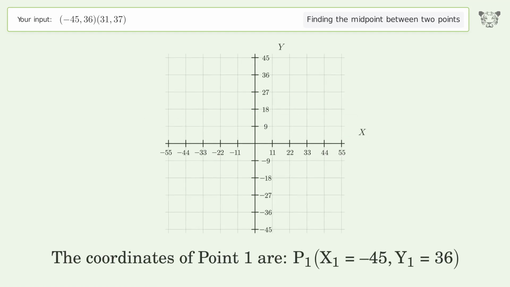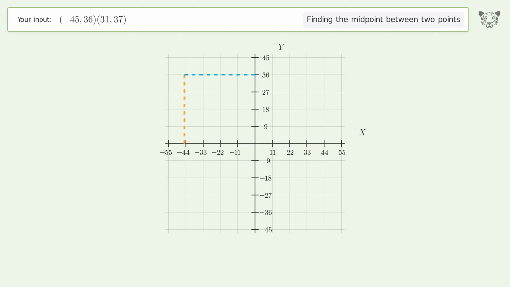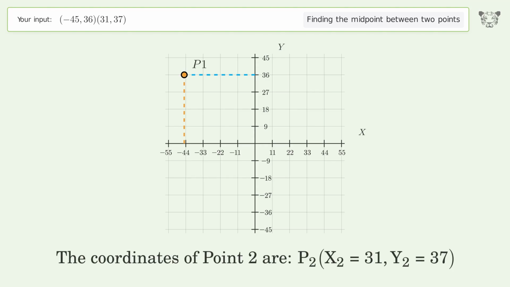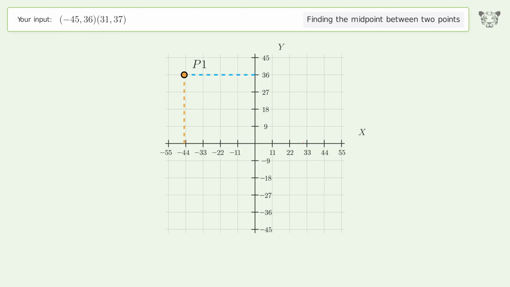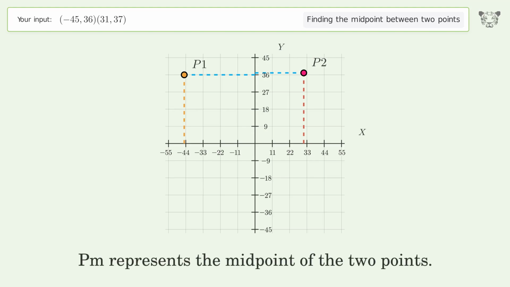The coordinates of point 1 are, x1 equals -45, y1 equals 36. The coordinates of point 2 are, x2 equals 31, y2 equals 37. PM represents the midpoint of the 2 points.